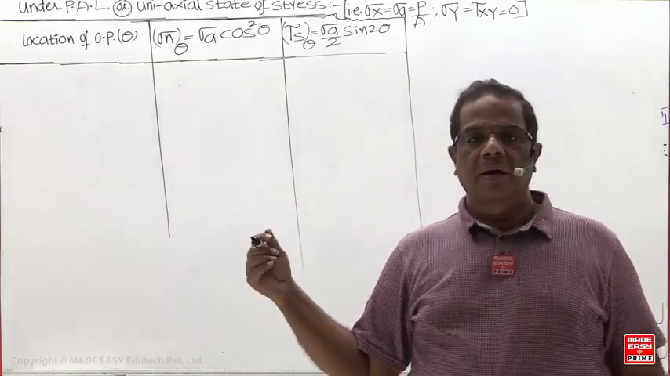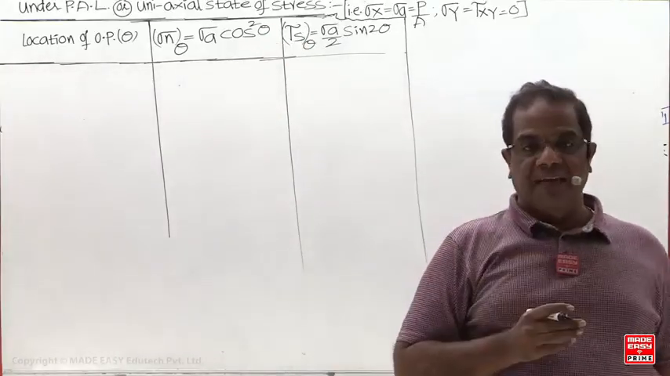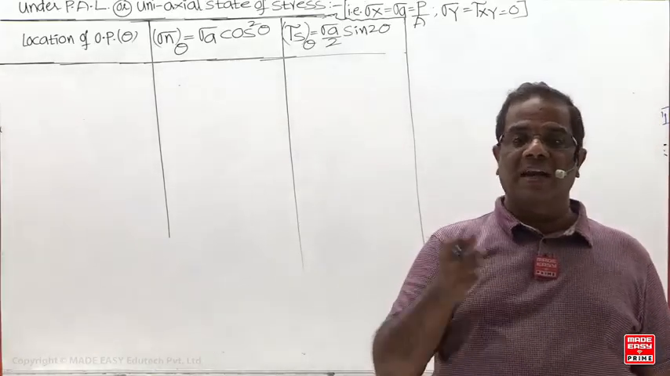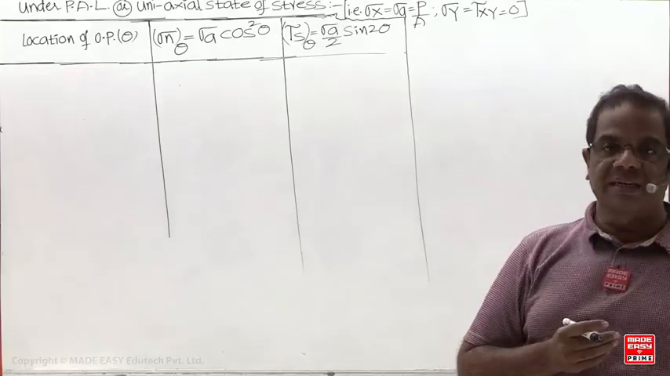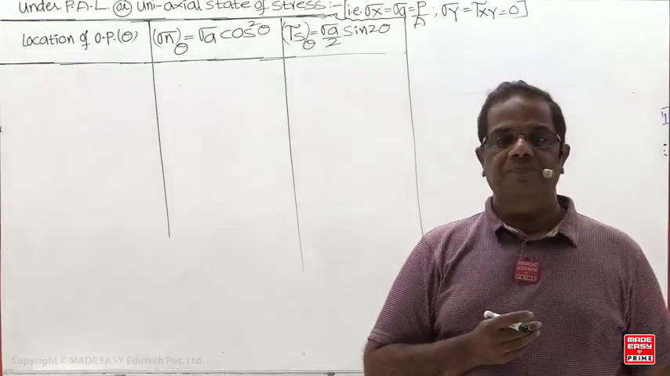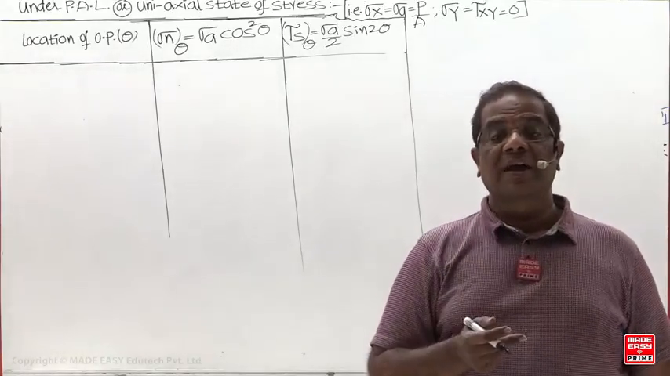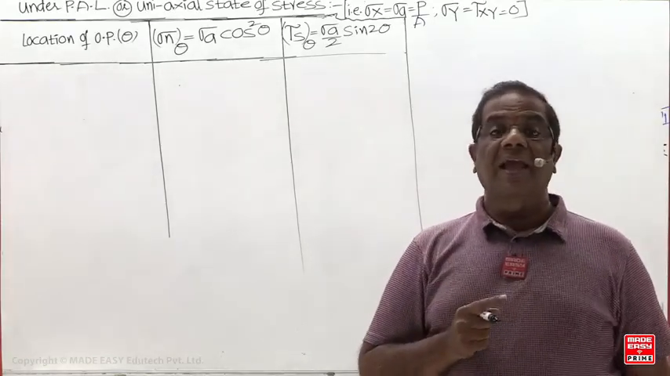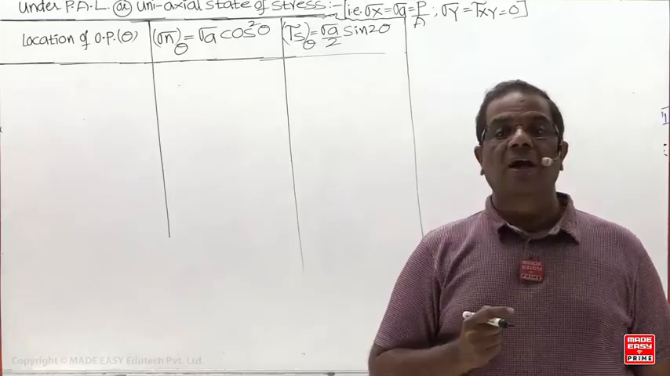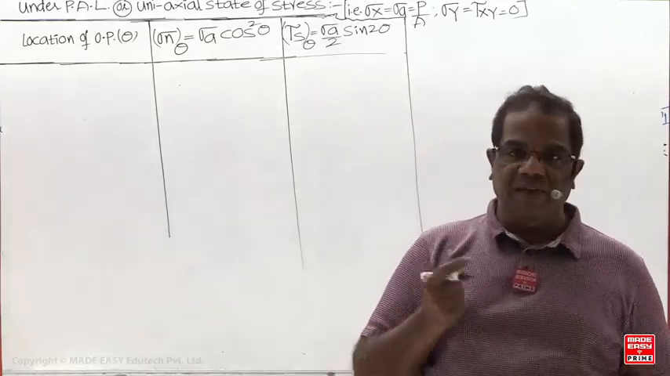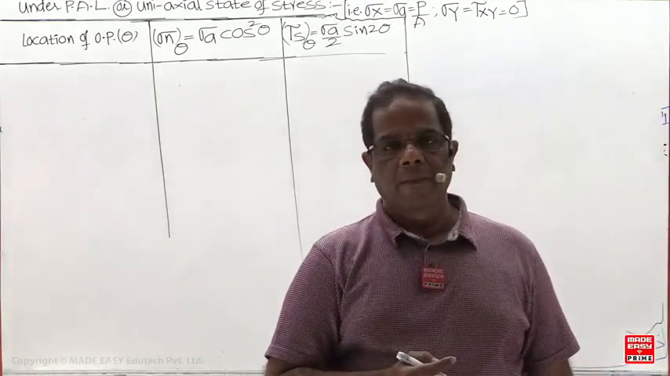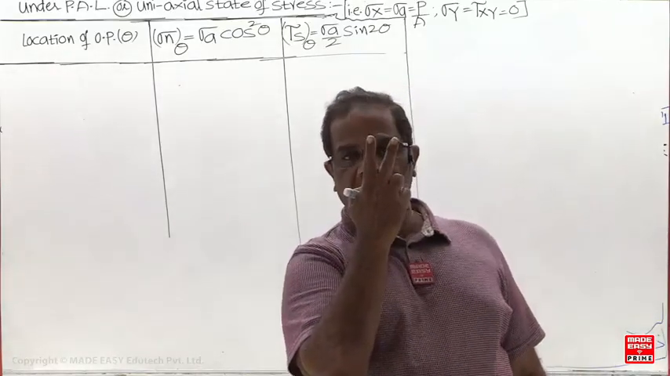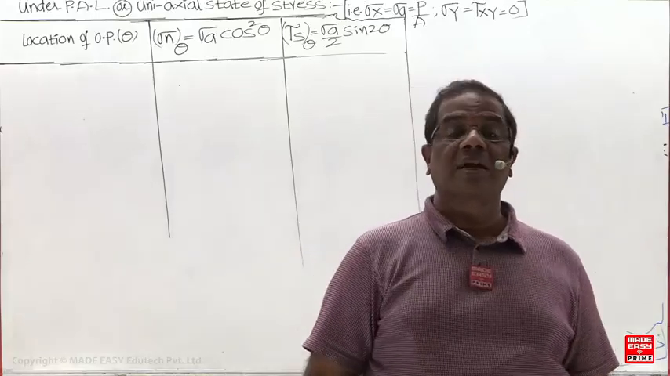Normal stress is normal load at an angle of theta upon area at an angle of theta. The normal load at an angle of theta is P cos theta, and the area is A by cos theta. Load is also a function of theta, and area is also a function of theta. Load is a vector, area is also a vector. So stress is a function of two vectors. That's why I call stress a second order tensor.